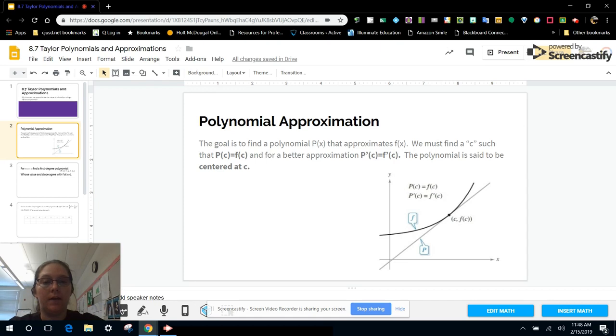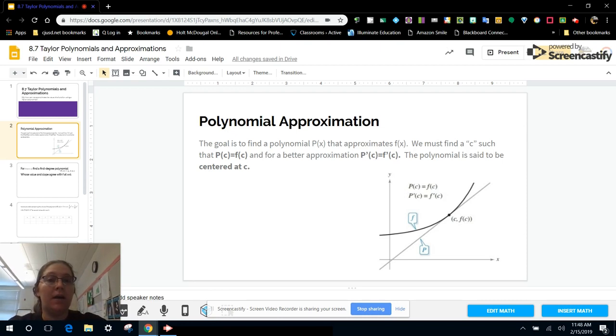Our goal is to find a polynomial that we call p of x that's going to approximate our function f of x. So we're going to find a c value such that the polynomial and the function are equal at that point. So the polynomial and the function have to touch at least once. For example, a tangent line would be a linear approximation.